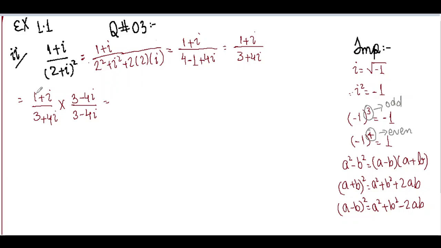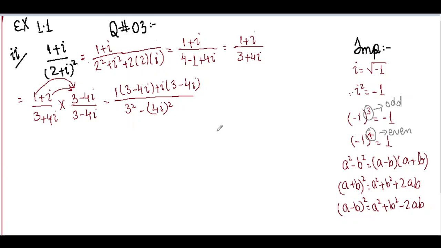We have to multiply the real part firstly with the whole complex number and then the imaginary part again with the whole of the complex number. So we get 1 into 3 minus 4 iota plus iota into 3 minus 4 iota, whole divided by 3 plus 4 iota and 3 minus 4 iota. They are again making a plus b into a minus b, so it is 3 square minus 4 iota square.